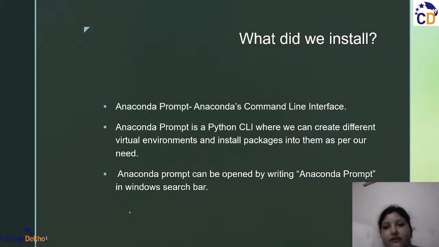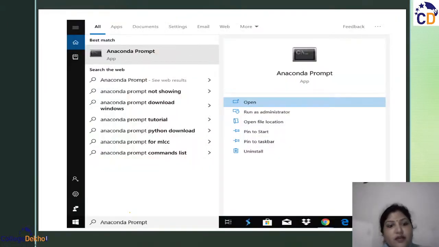Once you have installed, on the Windows search bar on the start bar, you need to type Anaconda prompt. Anaconda prompt will appear and the command line interface will come. There you can type Jupyter Notebook, whatever notebook you want to use. I will be telling you about Jupyter Notebook also. Let me show you this part first.